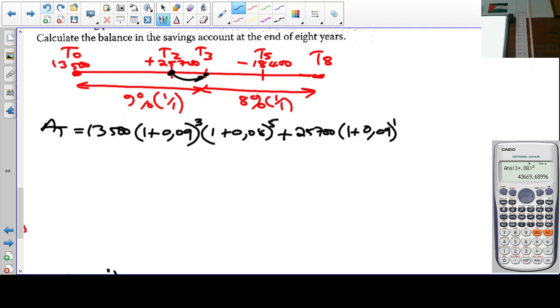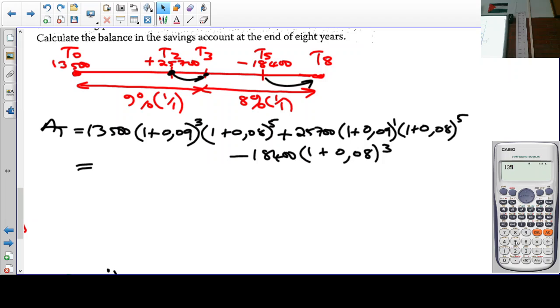year. Then what happens? It earns interest there at 0.08. So it's 1 plus 0.08. And how many years is that for? 5 years. But this is a minus here. Now I take the minus out. Minus 18,400 into. And for how many years is that for? At what interest? 0.08 for 3 years.